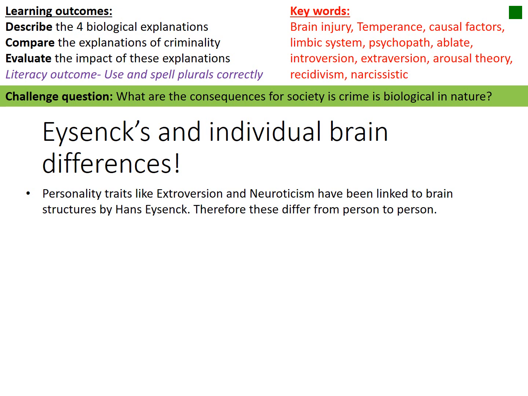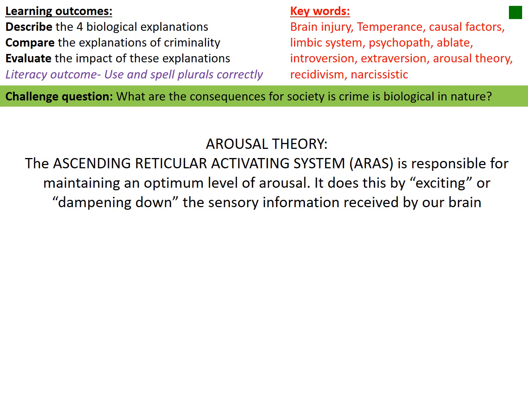Now, Eysenck's theory, as I mentioned at the beginning, can be used to talk about individual differences because Eysenck is suggesting that personality differing from person to person is because of differences within our brain regulation. Eysenck is specifically talking about the ascending reticular activating system, which I'm going to call ARAS all the way through because it's a pain to say. Your ARAS is basically responsible for maintaining an optimum level of arousal within your brain. In order to do this, it might excite the sensory information that's been received by the brain, or it might dampen it down in order to get that optimum level.